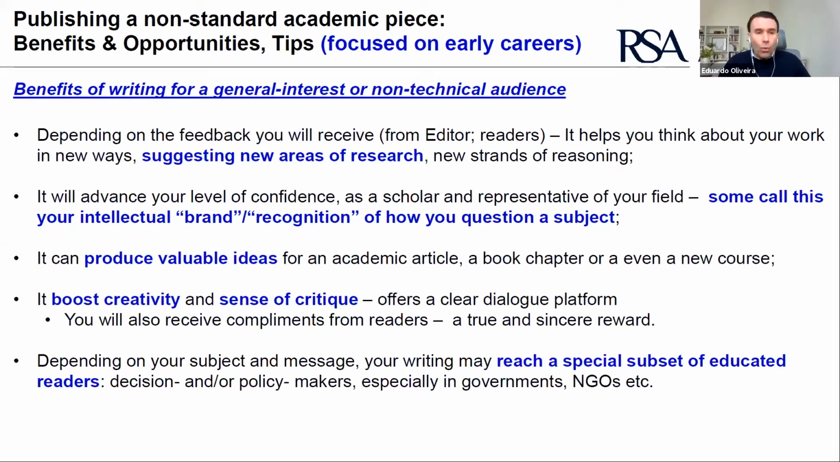And how you question that subject eventually will lead to new ideas that can, on one hand, help you to elaborate better, more standard academic writing. It certainly boosts creativity and a sense of critique, because you will enjoy freedom to explore, to be critical, but of course fundamenting all your rationale, and can definitely boost this sense of critique that you will be called upon when you are preparing more standard academic writing. And eventually, although you are targeting a large, non-technical audience, you may well reach a technical audience, primarily governments and other public entities, depending, of course, on the subject you are exploring.